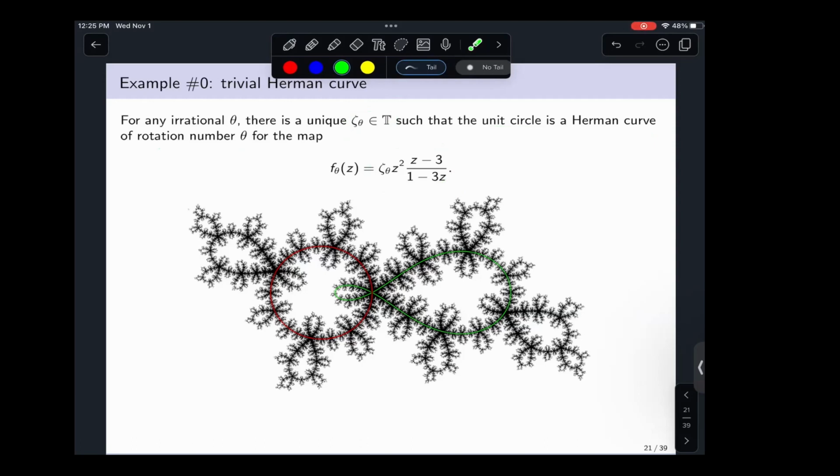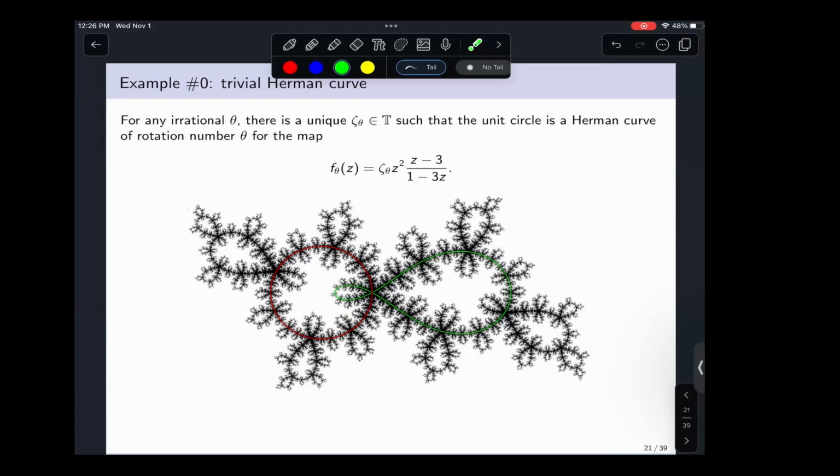And you can easily identify where the unit circle is. This is invariant. And in fact, this is a critical circle map. It has a unique critical point. And then if I take the pre-images of the unit circle, this would be this guy and this guy. There's one inside and there's one outside. Okay.